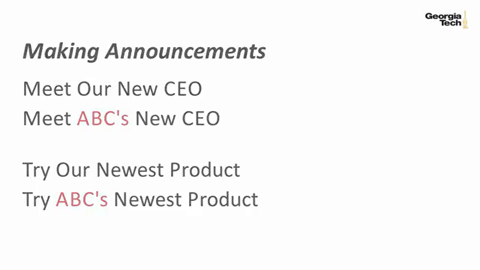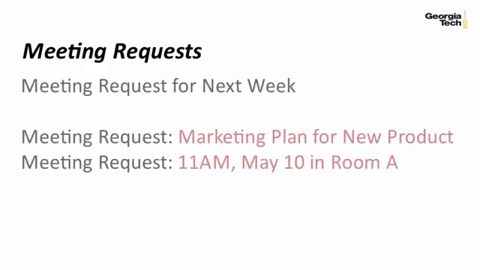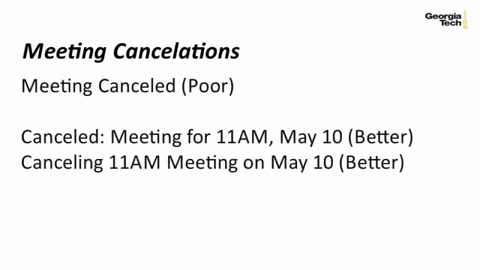If you have the information, being more specific and direct for meeting requests can also be helpful. Compare these examples with the one we looked at earlier. And when canceling something, it is essential that you include specific information so the reader doesn't get confused about what you are canceling.